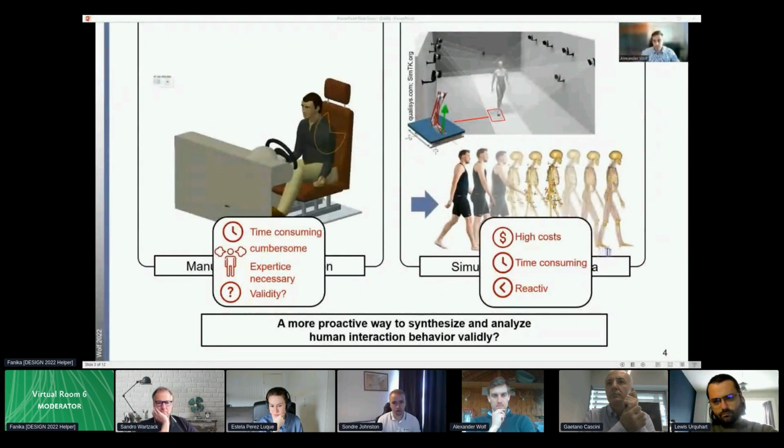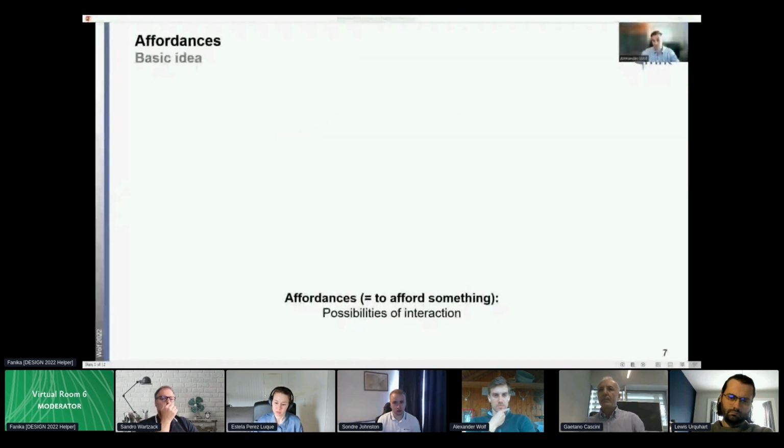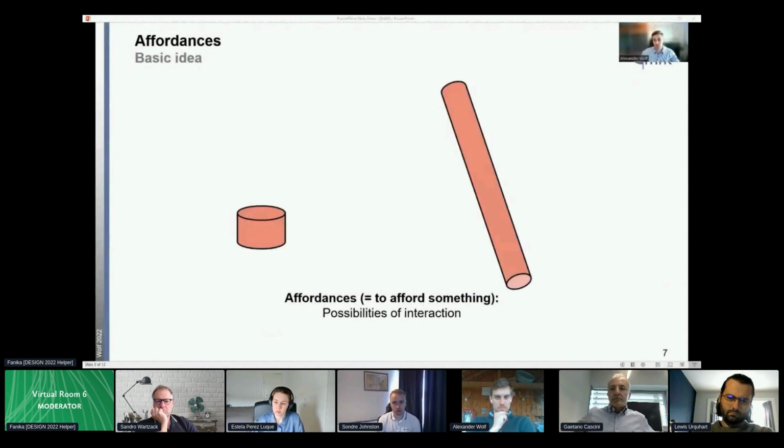So in engineering design, we have the question, is there a more proactive way to synthesize and analyze human interaction behavior validly? To answer this question, we researched and developed a predictive interaction model embedded in a CAD environment, making use of musculoskeletal human models, and which is composed of 3 components. The first one is the catalog of elementary affordances. Affordance is a term from cognition psychology, which describes possibilities of interaction with certain geometries.